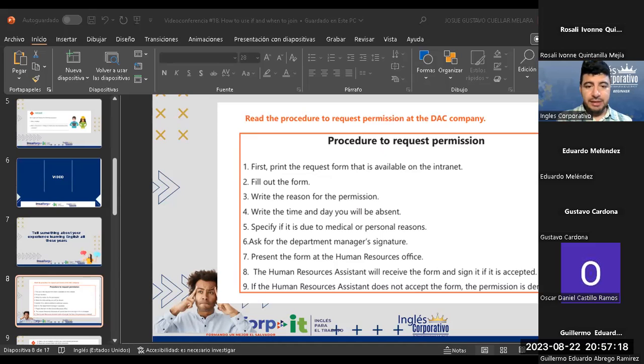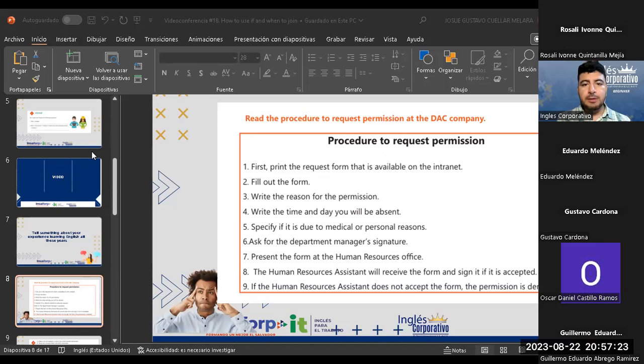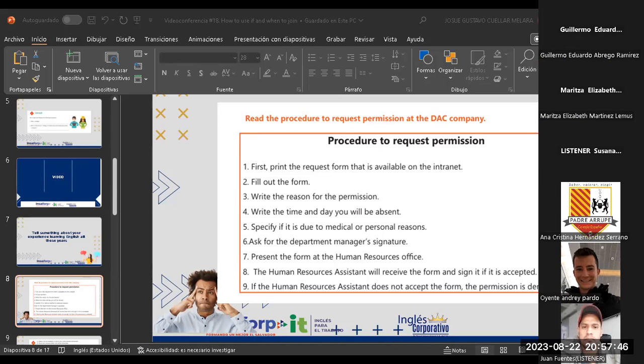Well, here we have this. These are called procedures. And here we have the procedure to request permission at the DAC company. We're going to check this. Maybe you can read it one by one. I need you to help me. Maybe Luisa, can you help me from 1 to 3, please?